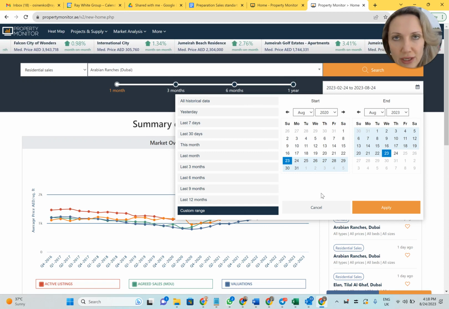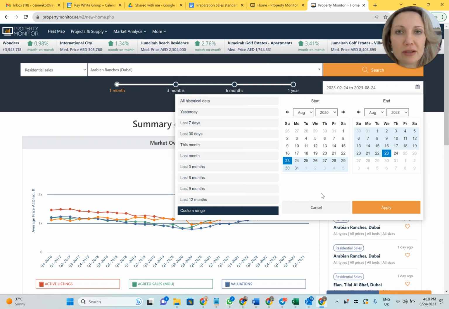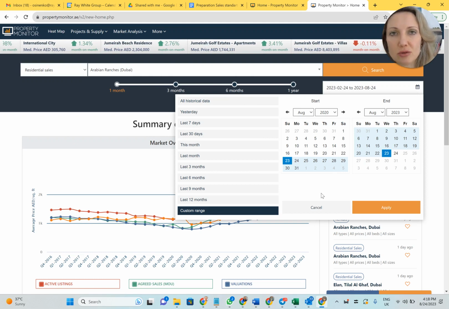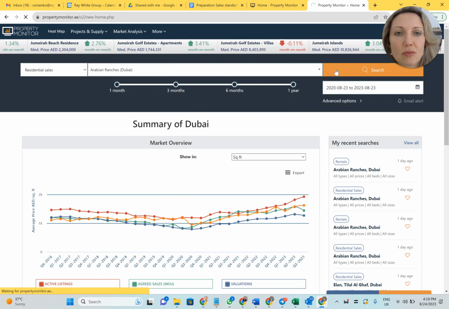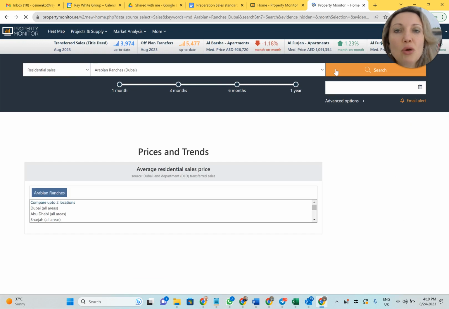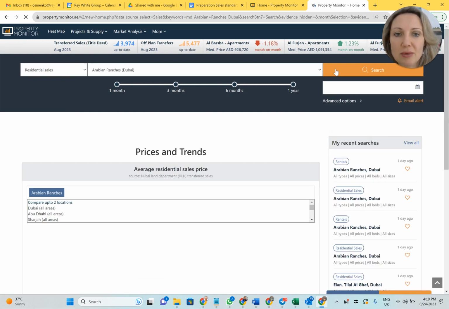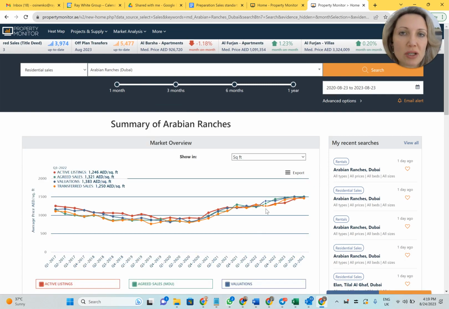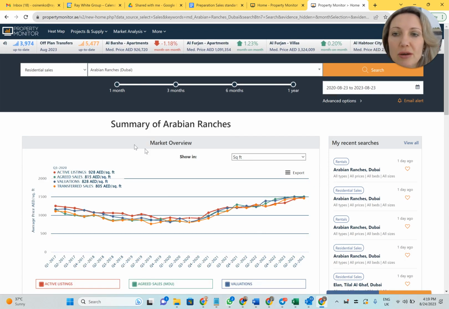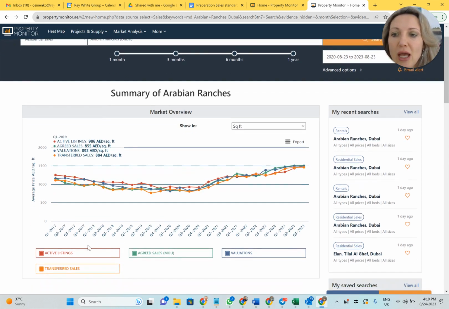Why we are using 3 years is just because in, let's say, the financial field, whenever the evaluation of the property is made, the banks, the financial institutions, they're using 3 years to look at the performance of the asset. We apply and we search. If you're like me, trying to do it during the daytime, you can witness a bit of delays because everyone is on the platform. So it brought you to the summary of Arabian Ranches.